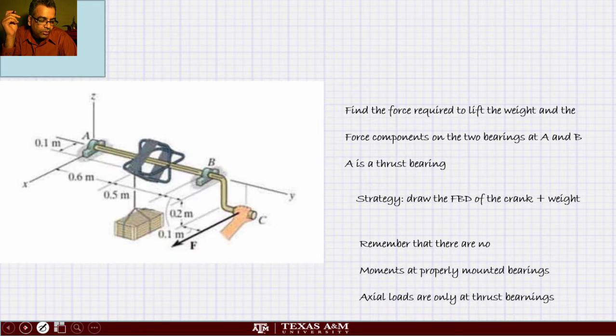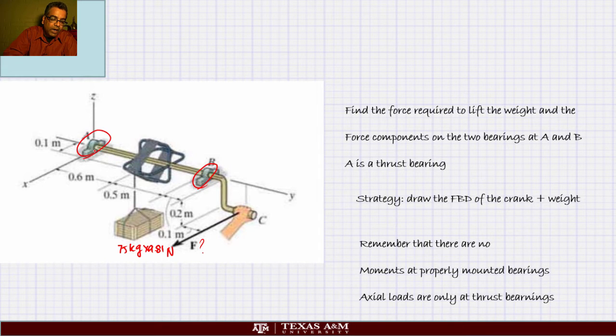The problem that we are looking at is a crank, something that winds up this big crate. The mass was 75 kilograms, so the weight is 75 kilograms times 9.81 newtons. What we are required to find is how much force it requires, and there are two bearings, A and B, and we want to find out the forces on these bearings.